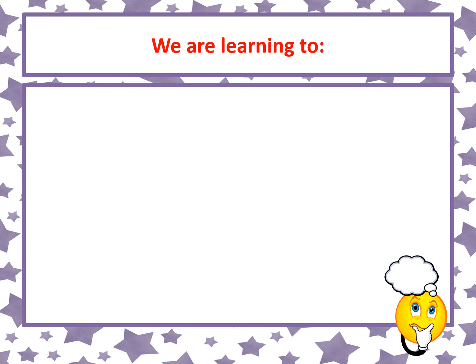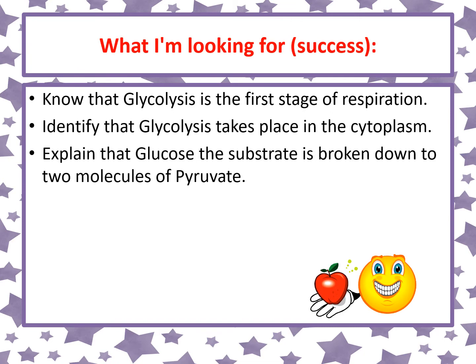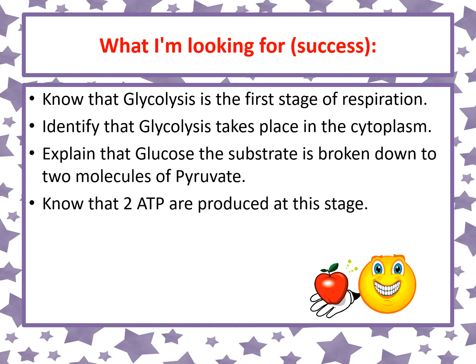So now we're going to learn to describe glycolysis. So to be successful, you need to know that glycolysis is the first stage of respiration. You need to be able to identify that glycolysis takes place in the cytoplasm. You need to explain that glucose, the substrate of glycolysis, is broken down to two molecules of pyruvate, and you need to know that 2 ATP are produced at this stage.